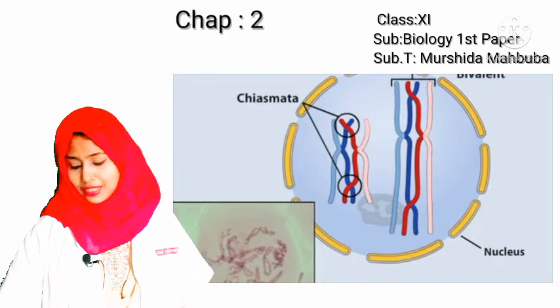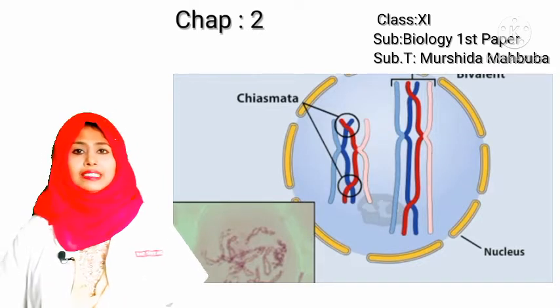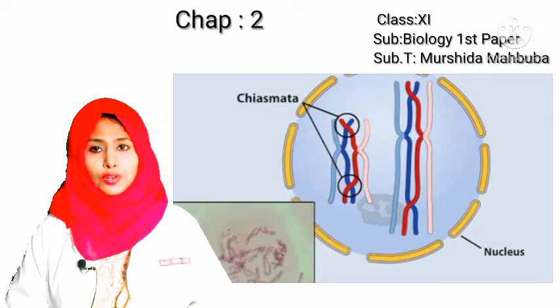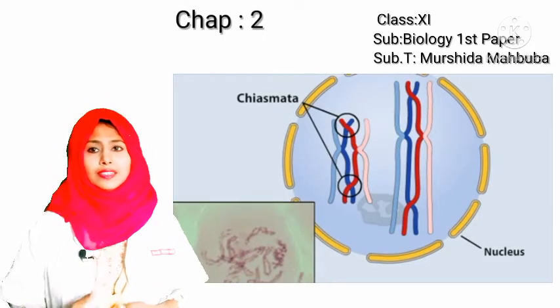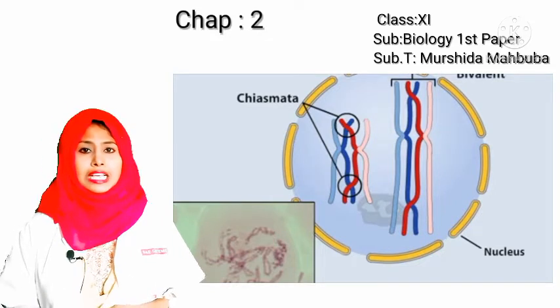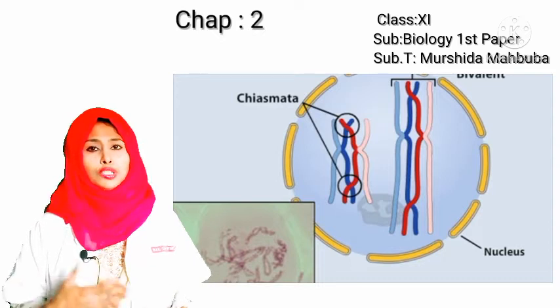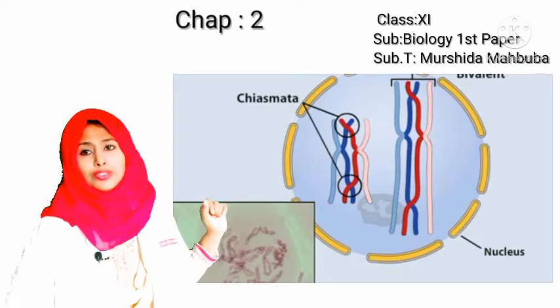This X-shaped structure is known as chiasma. It's also a knowledge-based question. What is chiasma? At the point of chiasma, the 2 non-sister chromatids break and exchange their parts. The interchange of the parts of 2 non-sister chromatids is known as crossing over.